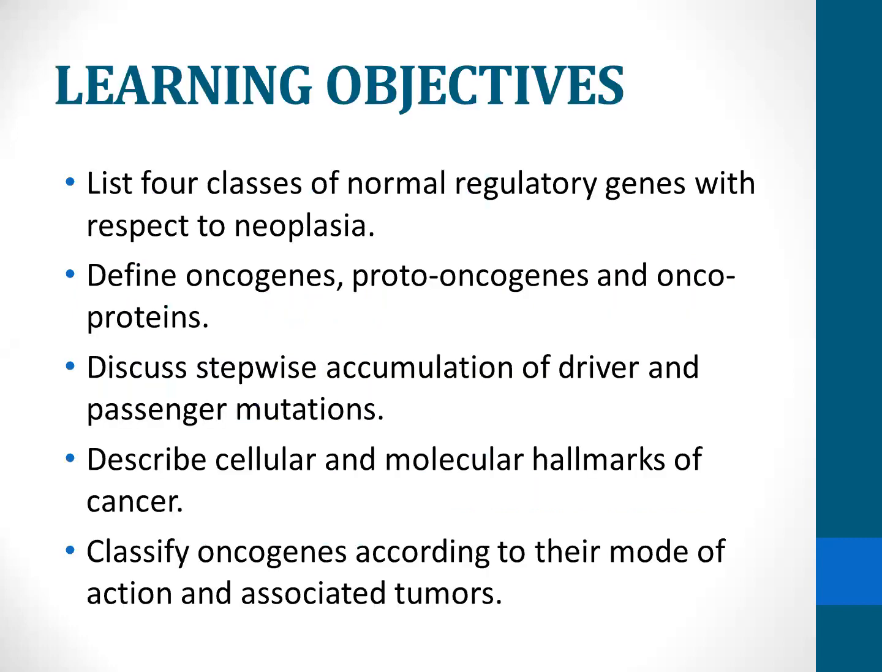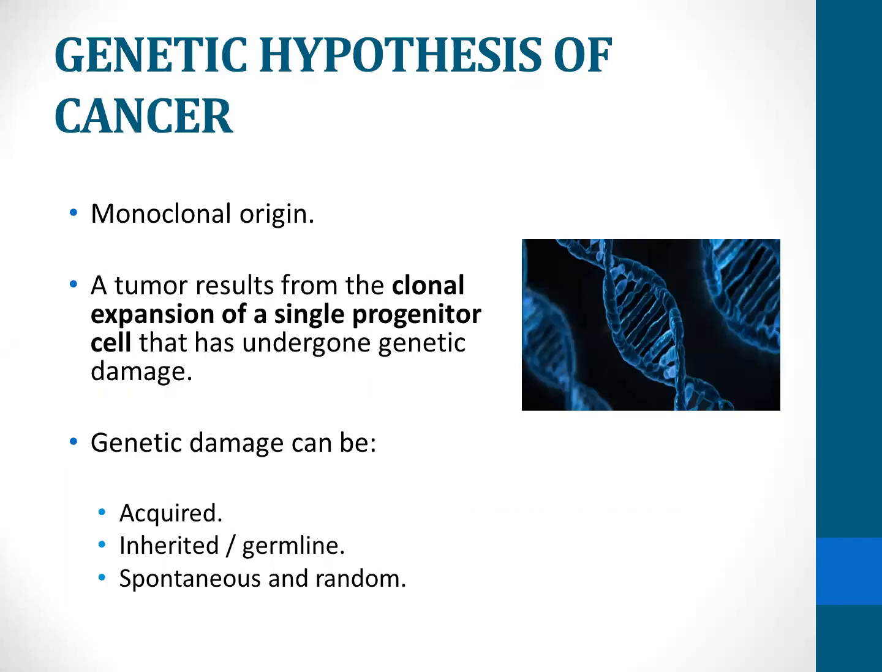These are our learning objectives for molecular basis of cancer. Now, there is a genetic hypothesis of cancer which suggests that the tumor results from the clonal expansion of a single progenitor cell that has undergone some genetic damage. This damage may be inherited, acquired, or spontaneous. So initially, all tumors are copies or clones of a single mutated progenitor cell. That is why they are monoclonal in origin.